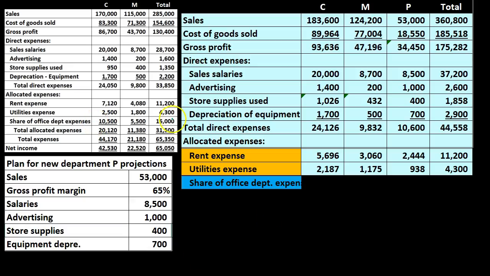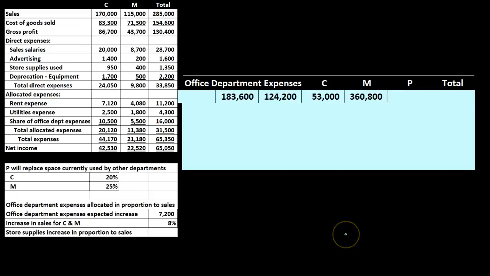That's going to be this item that we're going to need to then allocate to office department expenses. We're going to be using sales in order to do that. Now again, remember that sales has nothing to do with really the office department expenses, but we think that the ratio of sales is an appropriate activity base for us to use in order to apply out the office department expenses. So to do that, we're going to take the current year sales.